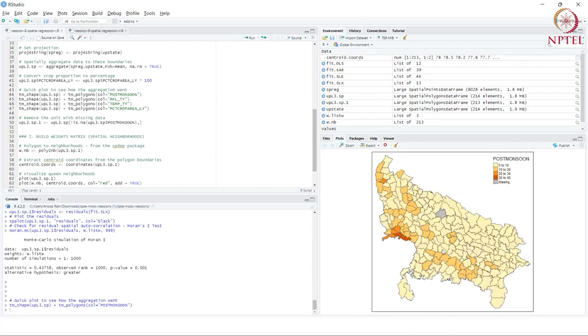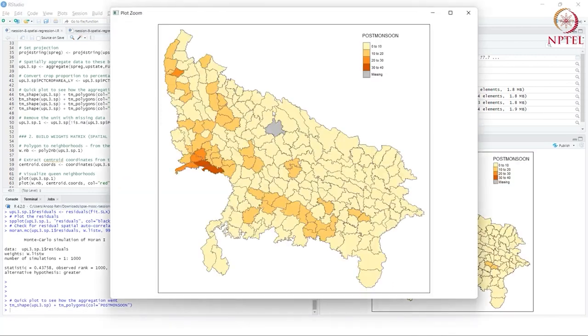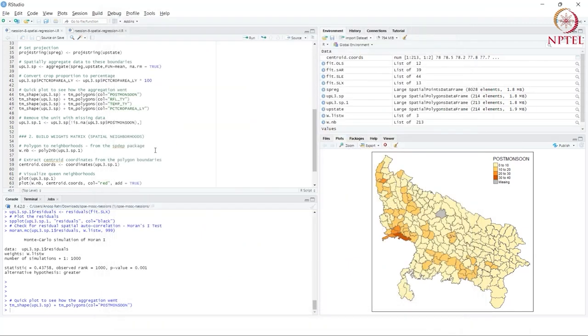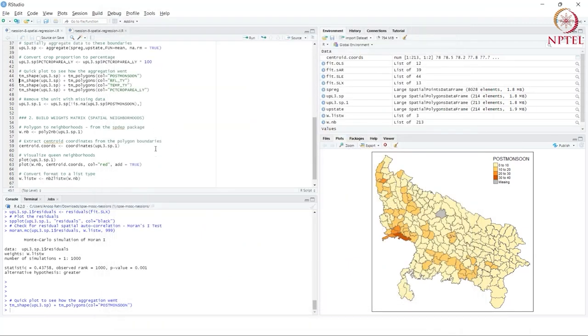So this is what the post-monsoon plot looks like. Now notice that for one of the sub-districts, there's no data here. So this data is missing. So this will cause problems for us later on. So I'm going to take this district out of the data set. And that's what I'm doing here. I'm going to remove the unit with missing data.